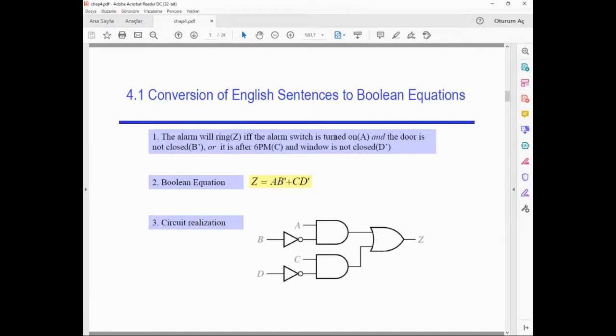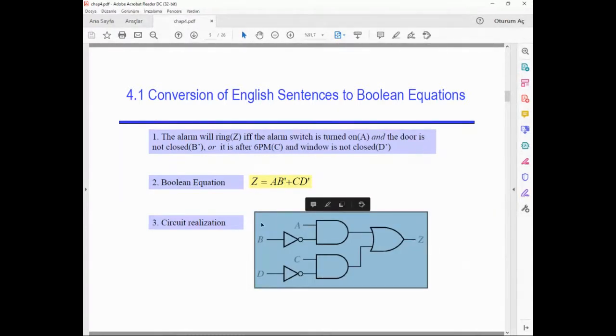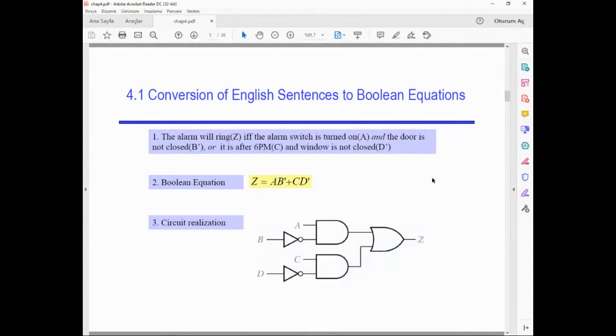So you have this equation, right? You have A, if the alarm switch is turned on, A and not B, or C and not D. This is your expression. If you write the equation A and not B, or C and not D, we can create this circuit, right? You can do that.